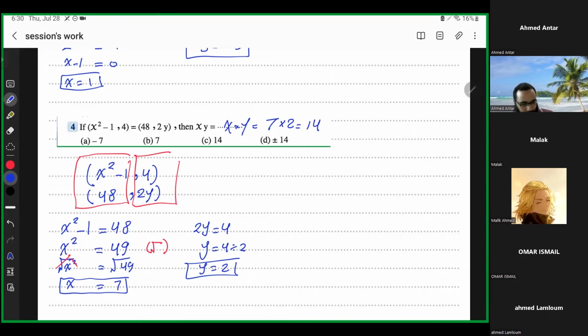Who knows the problem? Positive or negative. Yes, why? Because if you took the square root here, then you have to put positive or negative for the answer. So x does not equal 7, x equals positive or negative 7. That means we have two values for x times y. The first is 7 times 2, which is 14, and the second is negative 7 times 2, which is negative 14. Right now, we have two answers, positive and negative 14, and this is the final answer. You got it?